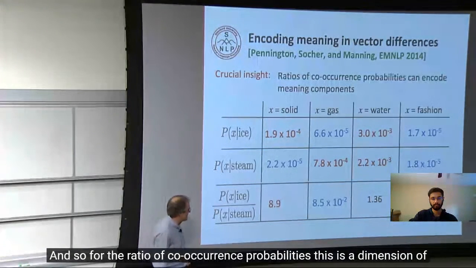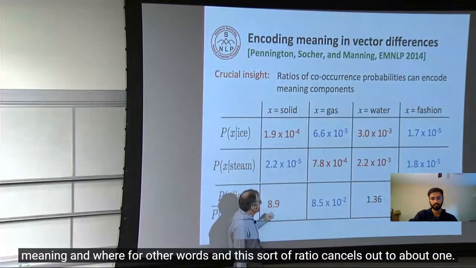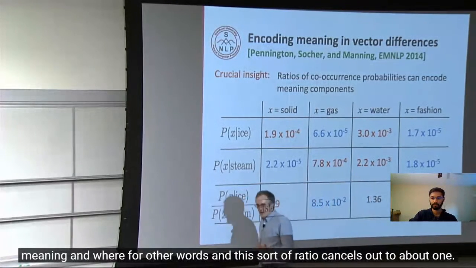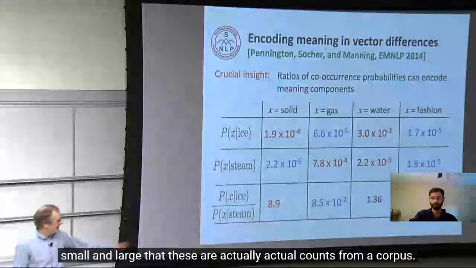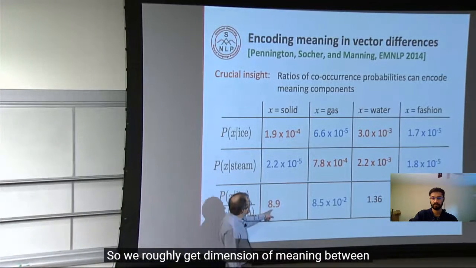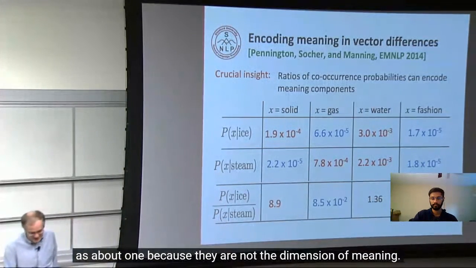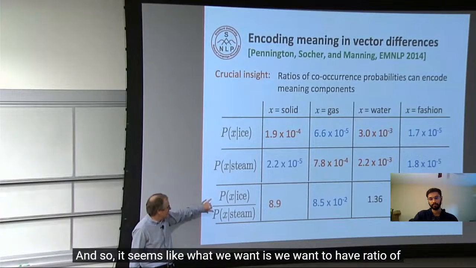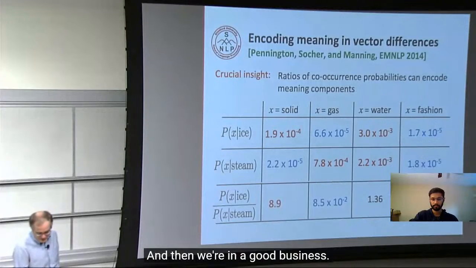For the ratio of co-occurrence probabilities, this is a dimension of meaning, whereas for other words, the ratio cancels out to about 1. In this slide, these are actual counts from a corpus. So we roughly get a dimension of meaning between solid and gas, and the other ones come out as about 1 because they're not the dimension of meaning. And so what we want is to have ratios of co-occurrence probabilities become linear in our space, and then we're in good business.